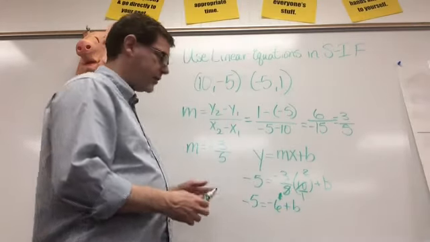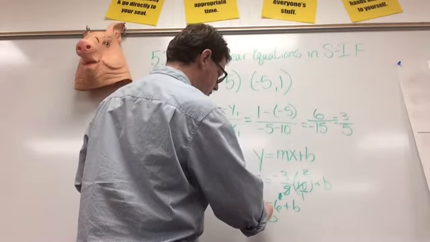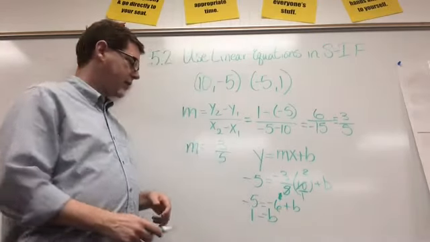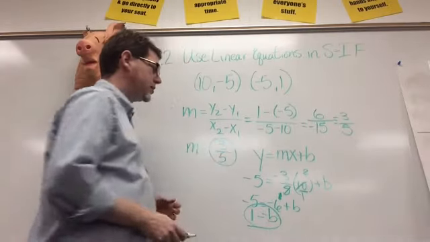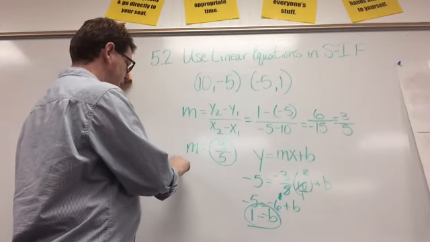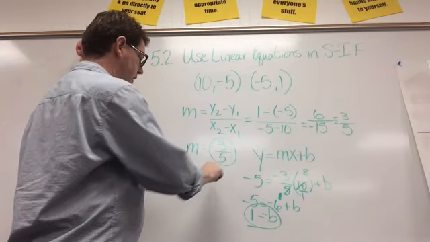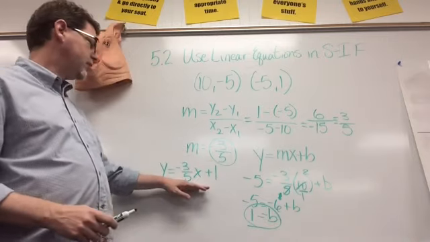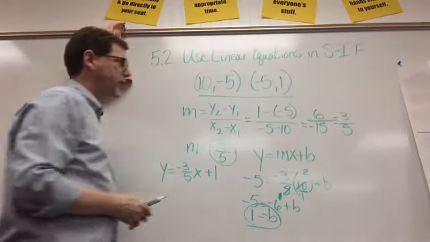You with me so far? I move the negative 6 to the other side, it becomes positive, so b equals 1. I know b, I know my slope, so the equation of my line is now y equals negative 3/5 x plus 1. That is an equation of a line that passes through both of those points.